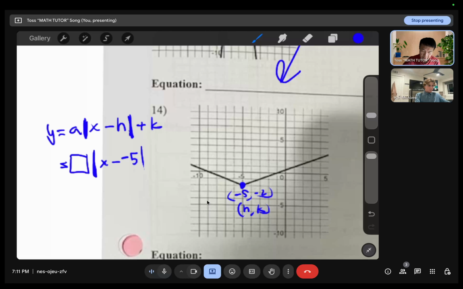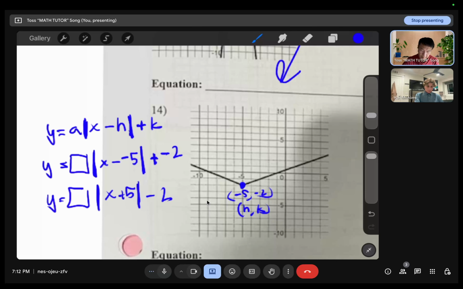Same thing again. This time I'll rewrite it. That's a plus on the bottom, plus K, which is -2. I'll write everything based off the form of the function, and then the y. So I'll clean it up now and fill that in: x plus 5 minus 2. So this is almost done.